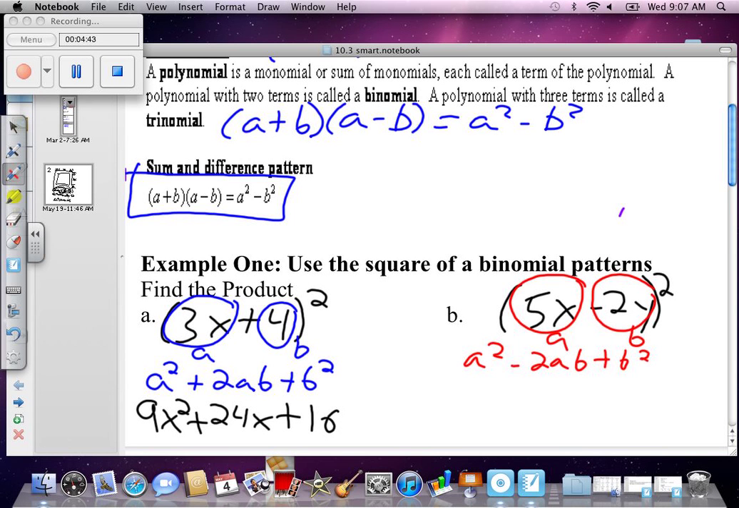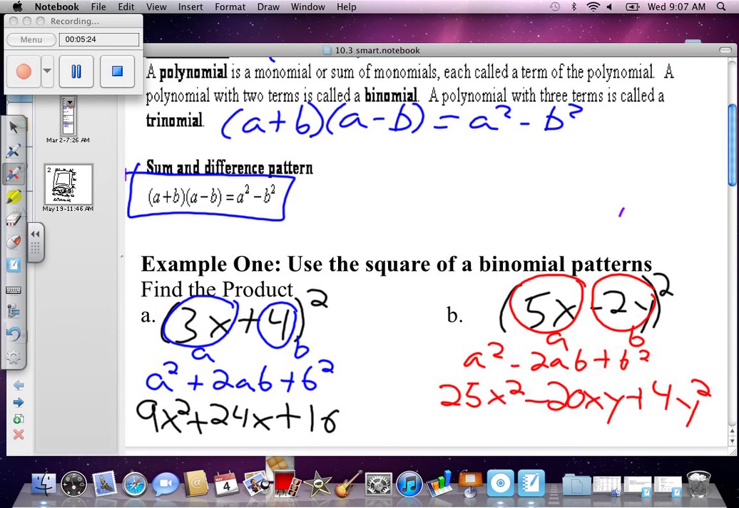What's 5x, the whole thing squared? 5 times 5 is? So we get 25x squared minus, 5 times negative 2 is, 10. 10 times 2 is 20. So negative 20xy. What is negative 2y, the whole thing squared? What's negative 2 times negative 2? 4, positive 4. What's y times y? y squared. See how the pattern's easier?